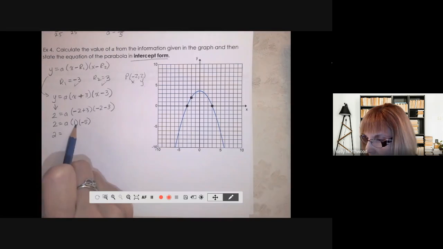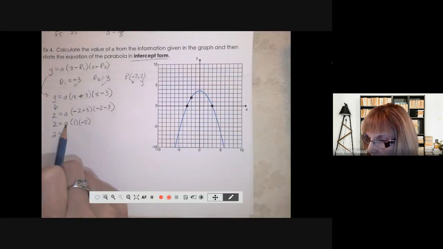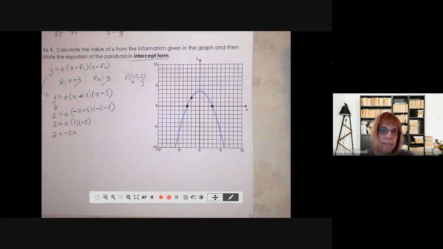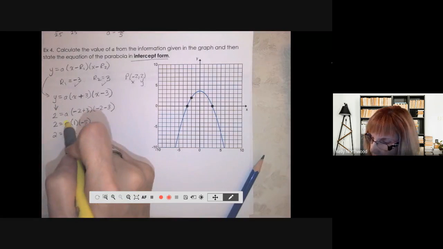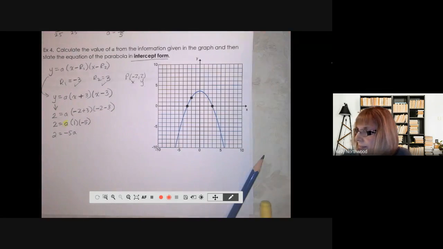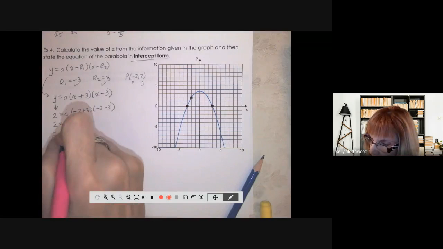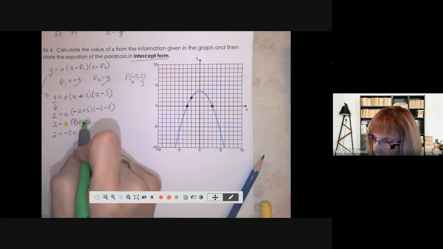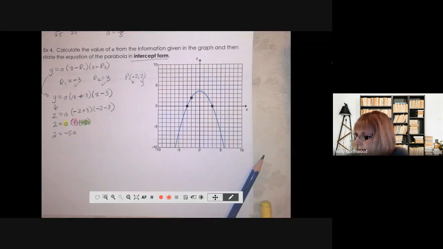And then 1 times -5 is -5 times A is -5A. So again, this is three things multiplying together, all being multiplied. So the order you multiply them in doesn't matter, but they all have to get multiplied together.